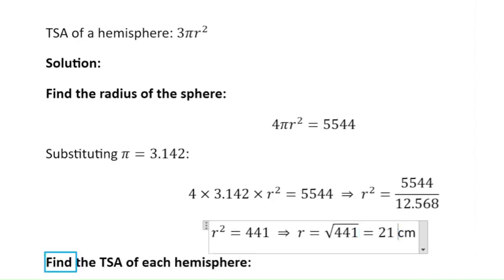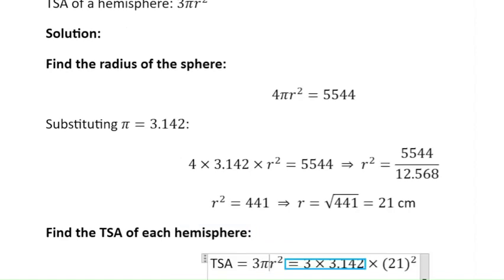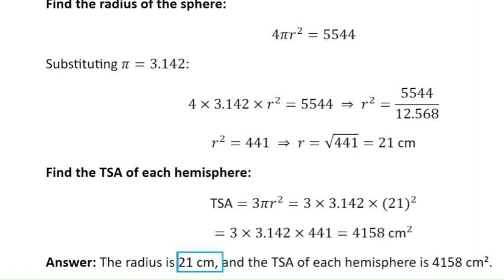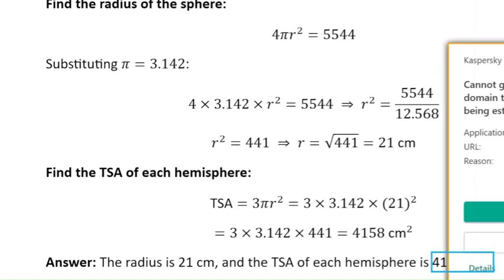Find the TSA of each hemisphere. TSA equals 3 pi r squared equals 3 times 3.142 times (21) squared equals 3 times 3.142 times 441 equals 4158 cm squared. Answer. The radius is 21 centimeters, and the TSA of each hemisphere is 4,158 square centimeters.